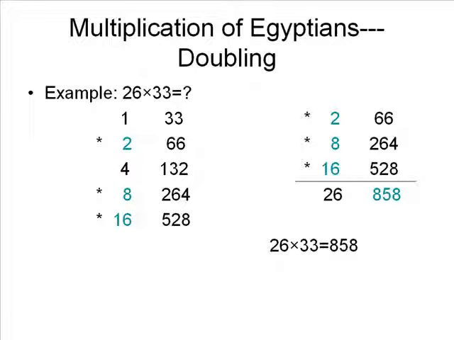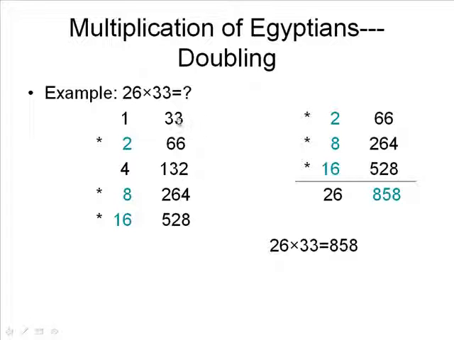This is the example on page 52 in the textbook. Find the product of 26 and 33. The first row here is 1 33, and the second row means 2 33s, which is 66, and the third row, 4 33s, is 132, and 8 33s is 264, 16 33s is 528.